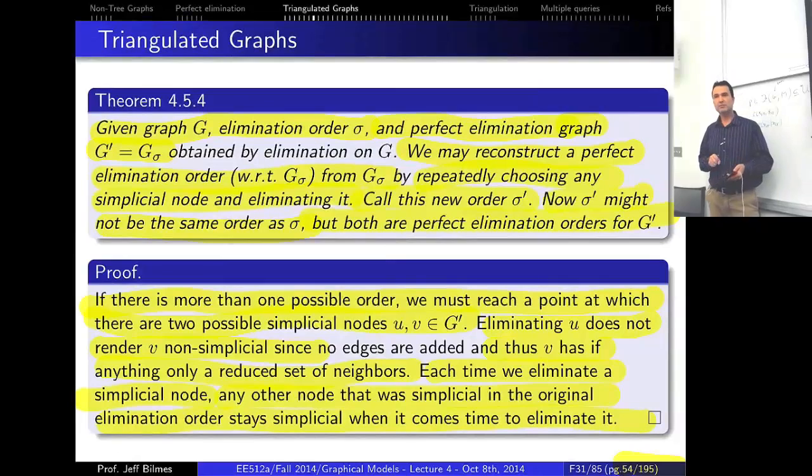Okay, any questions about this theorem? Yeah, question. I was confused about terminology. G dash is the reconstituted graph. Yes. That's your only question? Yes. Okay.